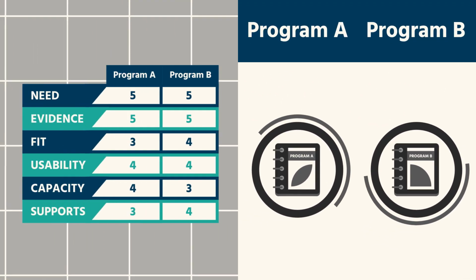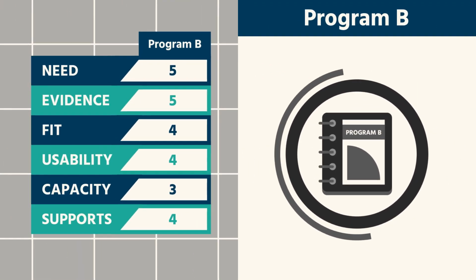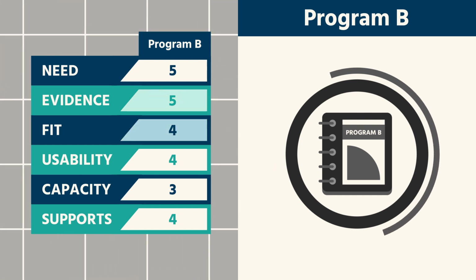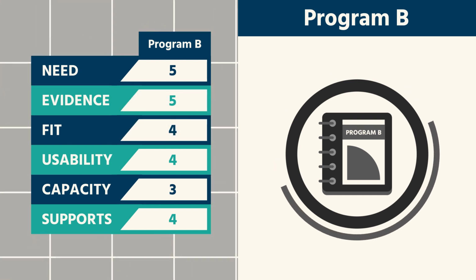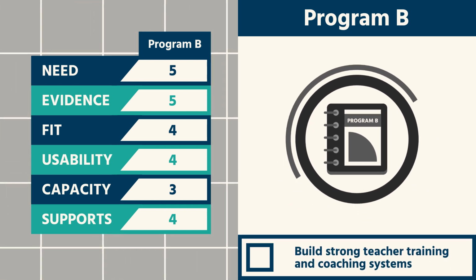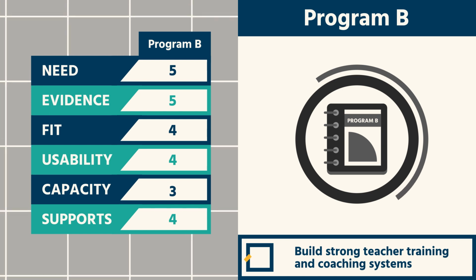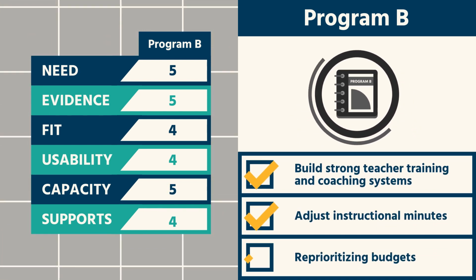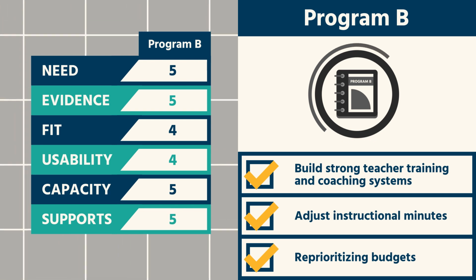They ultimately decide to move forward with Program B, because even though the scores aren't perfect, there is strong evidence and buy-in for it to be a great fit. And they think they can make the necessary changes to set implementation up for success by building strong ongoing teacher training and coaching systems, adjusting instructional minutes in the schedule, and reprioritizing budgets to set up stronger publisher professional development supports.